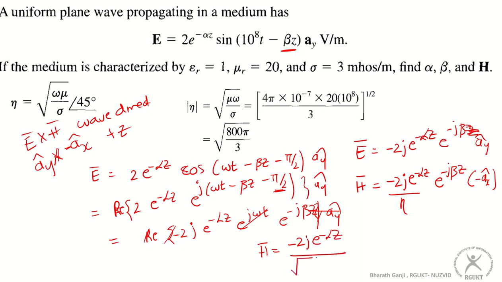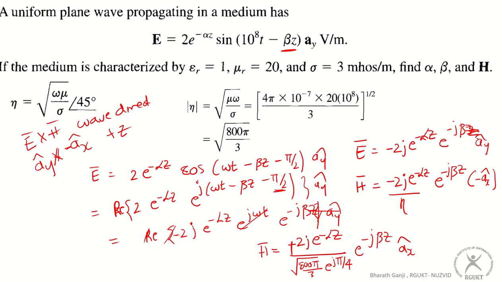intrinsic impedance, which is square root of, we got something like 18 pi divided by 3, right? And the angle is e power j pi by 4, okay, and e power minus j beta z, and minus of minus becomes plus ax cap. So you take this one, okay.